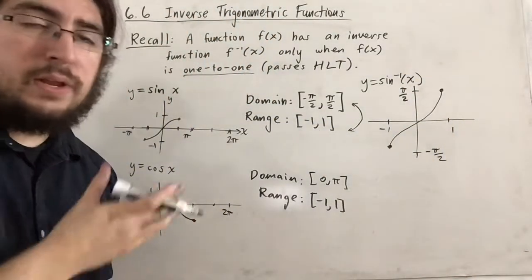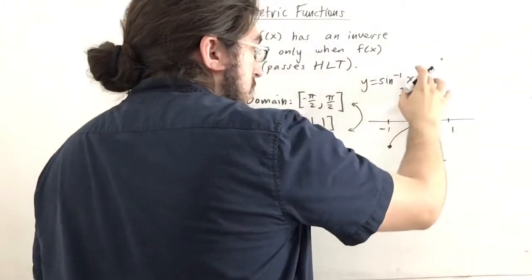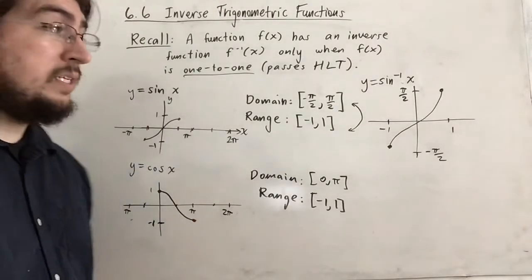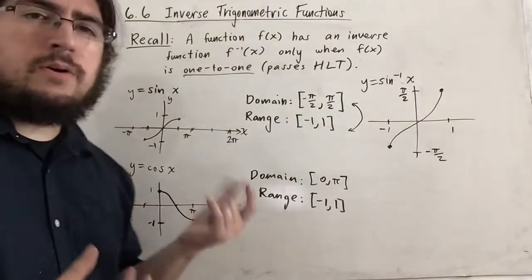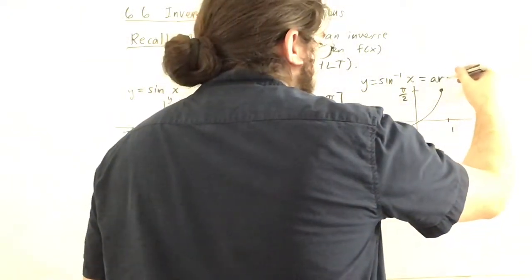And often those parentheses are omitted, so I'll just try to get us used to that. So sine inverse of x like this, that's just the inverse function of sine. There is another phrasing here and the other phrasing is arc sine.